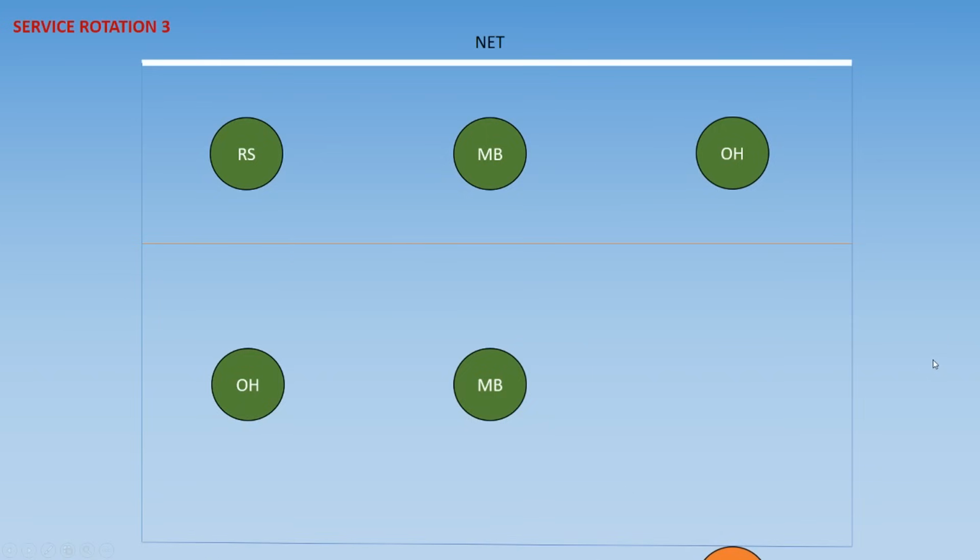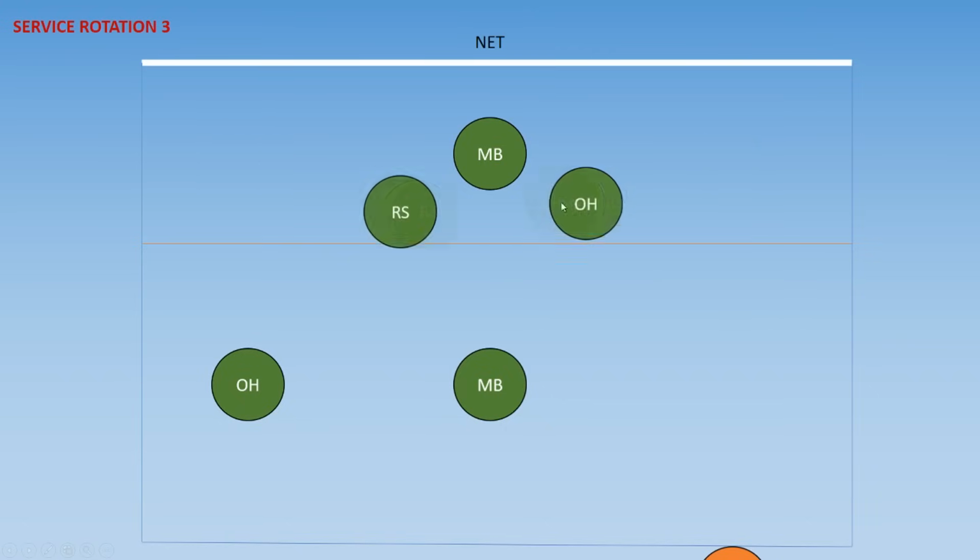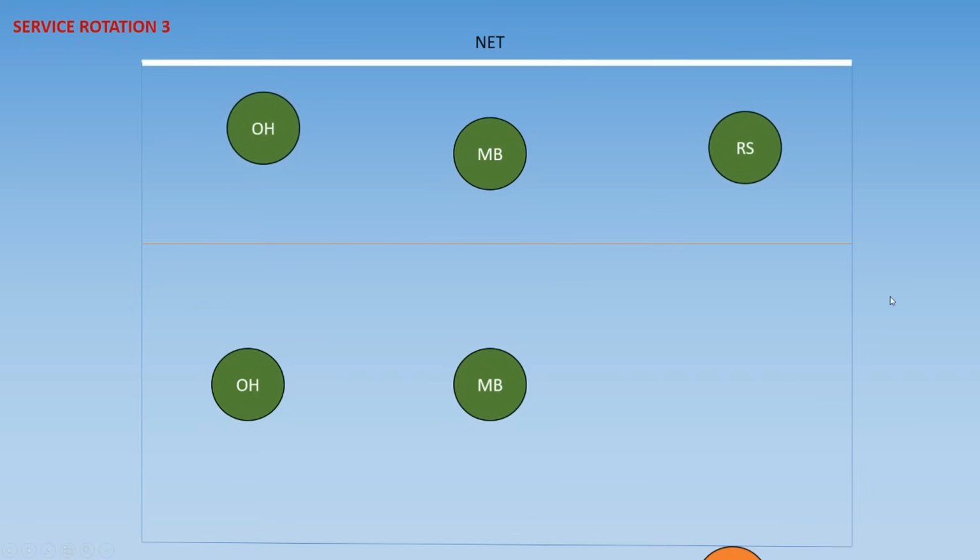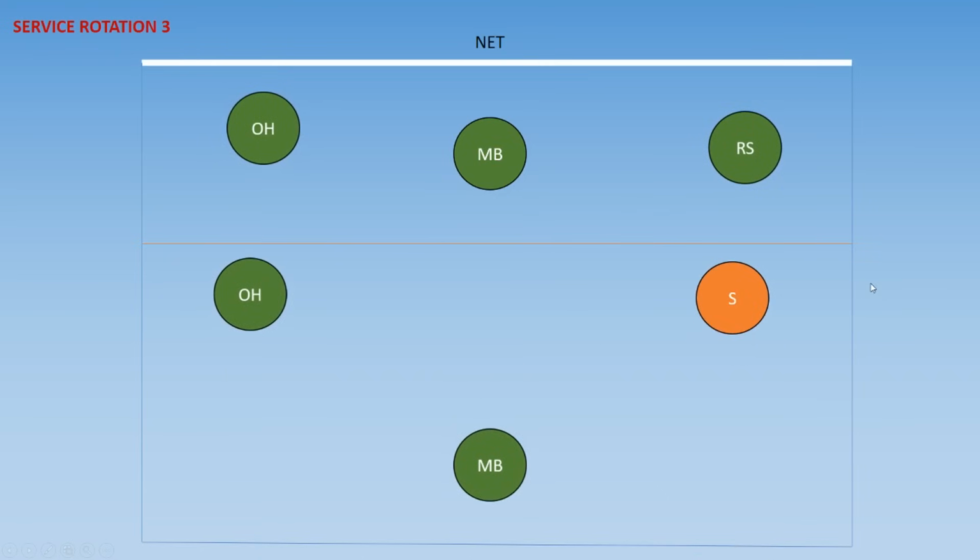The serve is going to come across. And these two players are going to switch. So I'm going to redo that again. So the outside hitter needs to get over here. Right-sided hitter needs to get over here. So they're just going to switch around to get to base position. And the setter is going to come up here. And we're in base position.